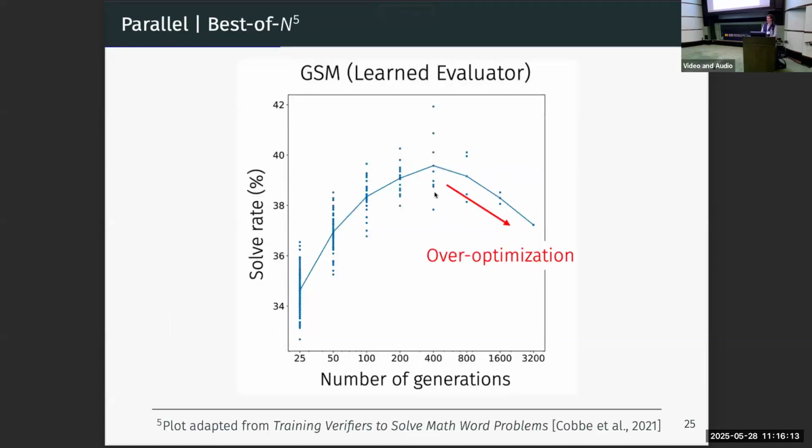Here's what's showing what happens if you try to just generate like 3,000 different solutions. What happens is that you start finding these flaws or exploits in the reward model, and your performance actually starts to drop. So any questions here or things to discuss before I go into the next part?